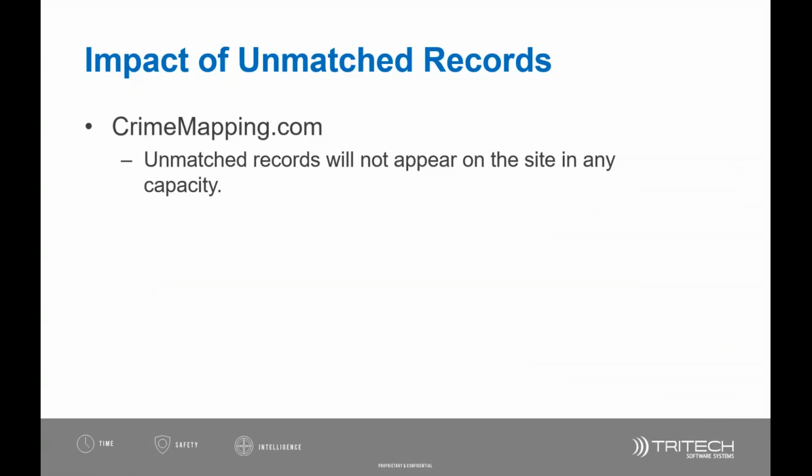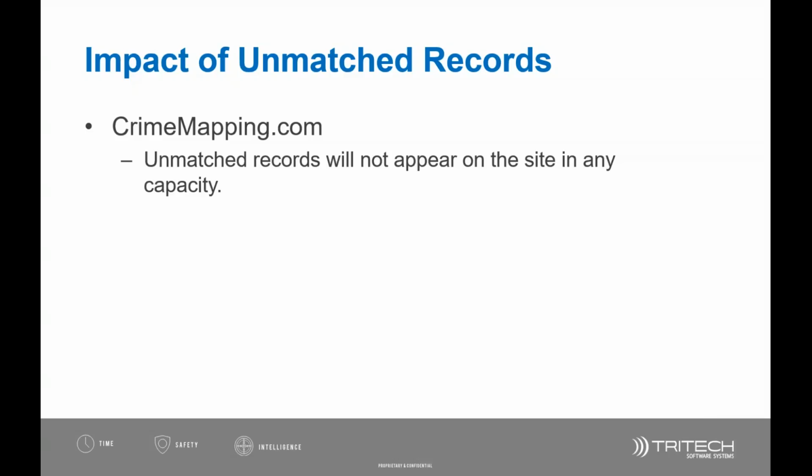CrimeMapping.com, a little bit different, of course. Only geocoded records that fall within one of our 15 crime type categories are going to make it onto the site. You won't be able to see these records in the chart feature. You won't be able to see these records in the report with a list of all of the crimes that have occurred for a certain period of time. Unfortunately, this is not a configurable setting, and it's in effect for all agencies that participate on the site.